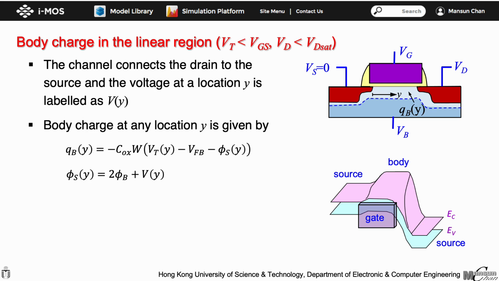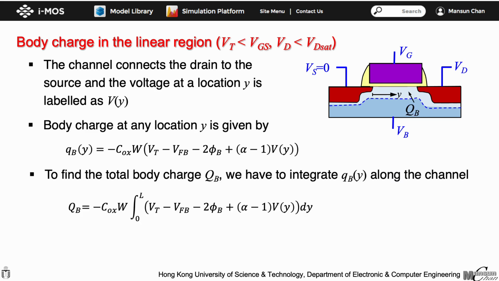Vt also increases along the channel towards the drain due to the increase in the depletion charge. We can write Vt equal to Vt0, which is the threshold voltage at the source, plus alpha Vy, where alpha is usually called the bulk charge factor. Putting the last two equations to the expression of QB, we obtain the equation of QB at any location y. In this equation, Vt refers to the threshold voltage at the source.